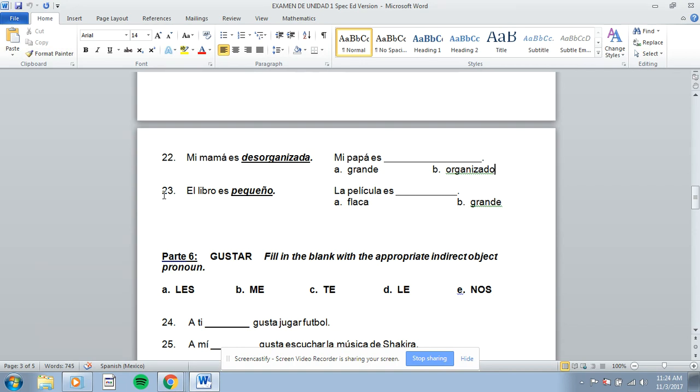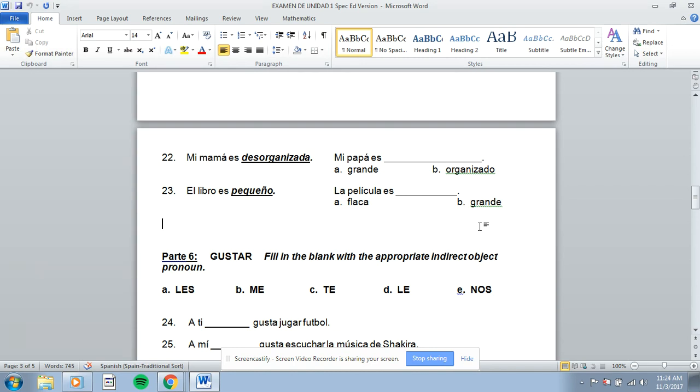Número 23, 23, el libro es pequeño. The book is small. La película es blank. The movie is, and you want to do the opposite of small, which is big or large. Would that be flaca or would that be grande? Bubble in A or B depending.